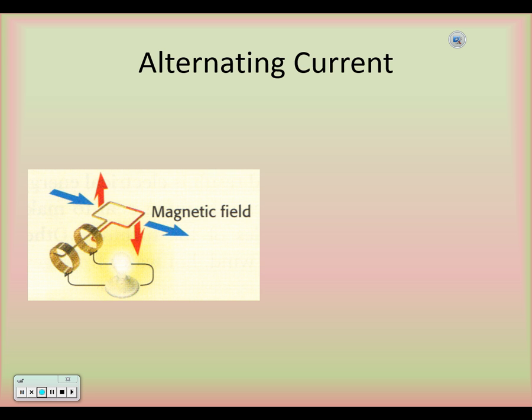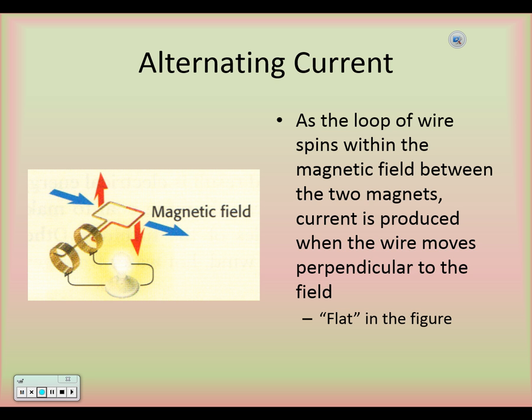as alternating current. Write these down. You have to understand the gist of it, okay? As the loop of wire spins within the magnetic field, current is produced when the wires move perpendicular to the field.